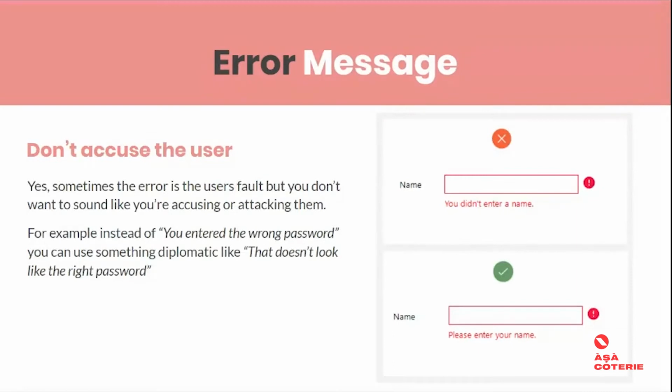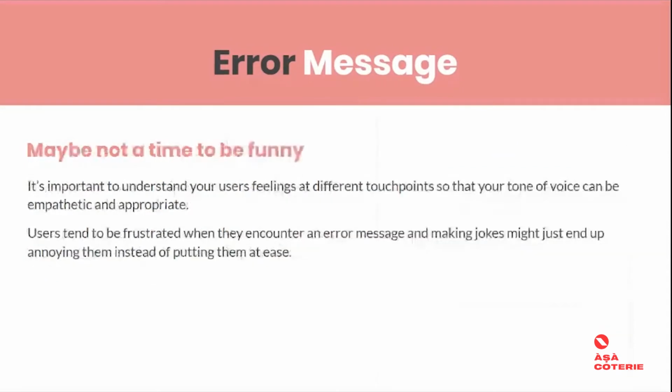The next thing to note is don't accuse the user. Yes, sometimes the error is the user's fault, but you don't want to come up sounding like you're accusing or attacking them. So for example, instead of saying something like, "You entered the wrong password," you can be more diplomatic with it and say, "Oh, that doesn't look like the right password." Or in a case like this example that is here, where the user forgot to put their name, rather than saying "You didn't enter your name," it says, "Please enter your name."